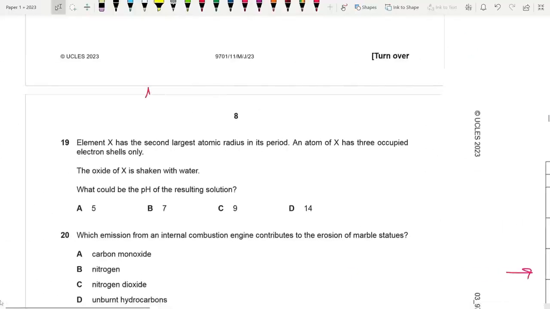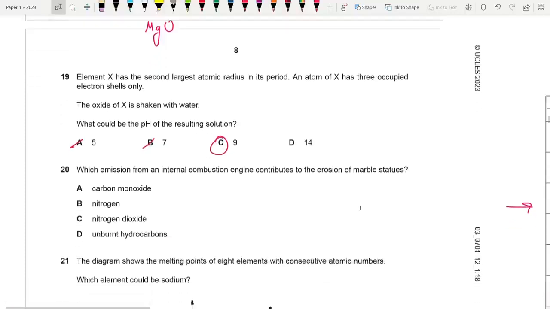So it is the oxide, magnesium oxide we're talking about. So what's its nature? Its oxide is shaken with water. So it will result in an alkali, magnesium hydroxide. So clearly it's not A or B, it's between C and D. And it's not that alkaline. Maybe if it was sodium, NaOH could be like 13 or 14. But since it's magnesium, the resulting solution will have a pH of 9. Okay, so that is your answer.